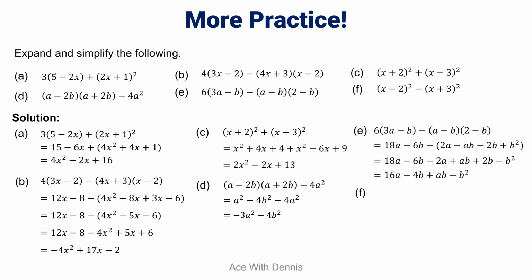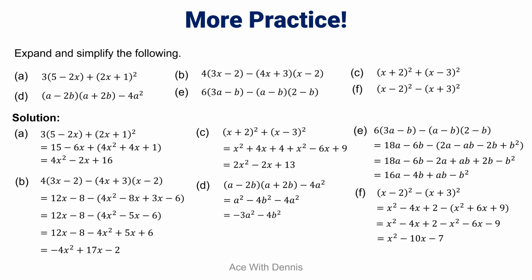F. x minus 2 squared minus x plus 3 squared. When we expand, we will get x squared minus 4x plus 4 minus bracket x squared plus 6x plus 9. Expand again the bracket, we will have x squared minus 4x plus 4 minus x squared minus 6x minus 9. Simplify, we will get negative 10x minus 5.